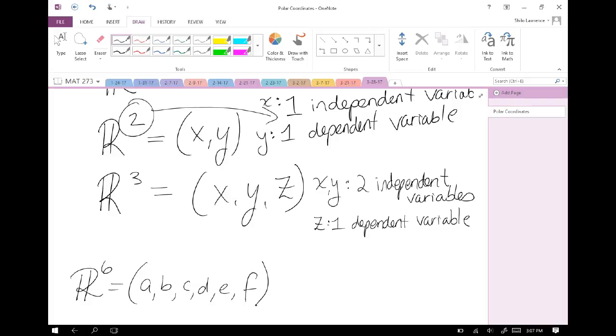Let's see if we can see a pattern in the two above. There's always, okay, A, B, C, D, E, dependent, F, dependent. Yes. There are 5 independent variables, A, B, C, D, and E. There is one dependent variable, and that is F, the last one. Okay?